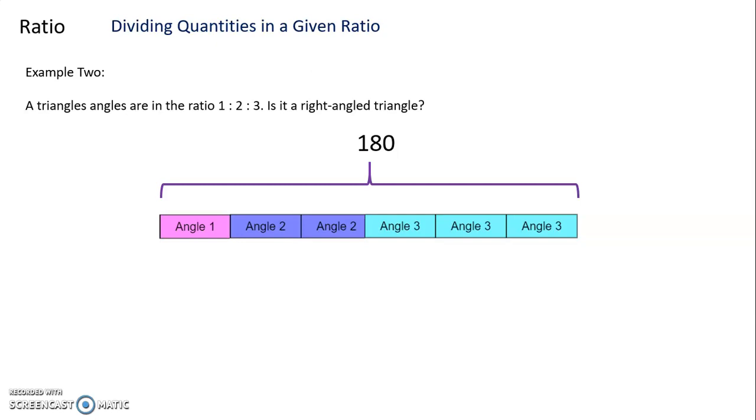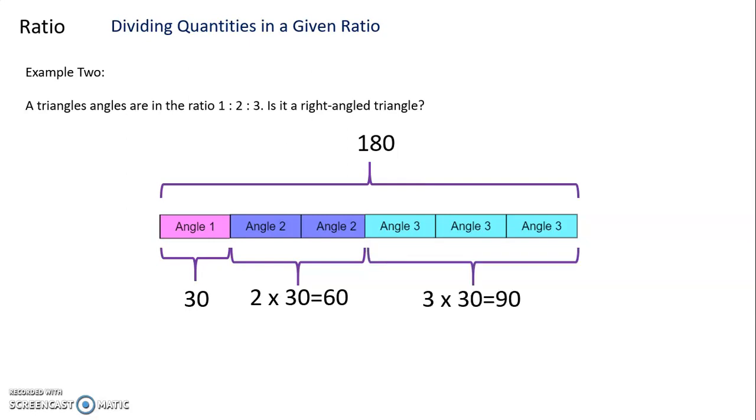So to work out one part, I'm going to need to do 180 divided by 6. And that's going to give me 30. So one part of my bar model is representing 30 degrees. And angle 1 is just 1 part. So I now know that angle 1 is 30 degrees. And I can multiply up to find the other angles. So angle 2, 2 lots of 30, which is 60 degrees, and angle 3, 3 lots of 30, which is 90 degrees. And so now I can answer the question, yes, it is a right-angled triangle.